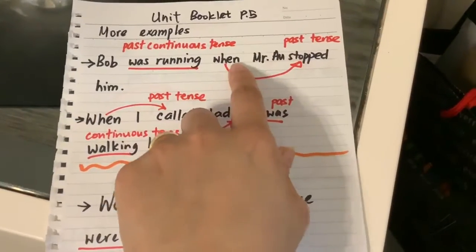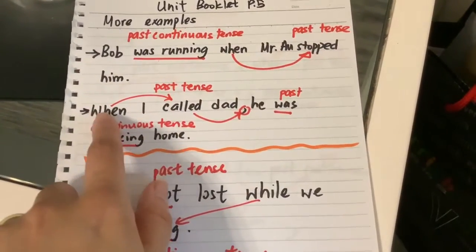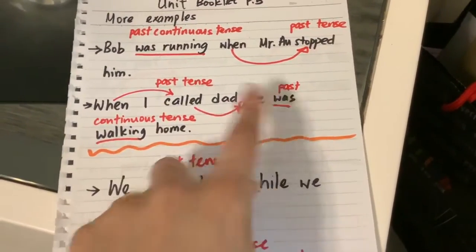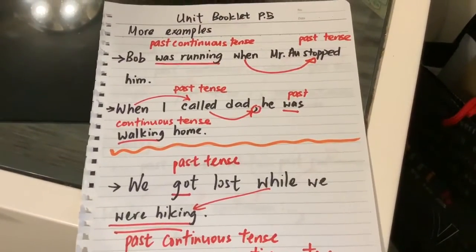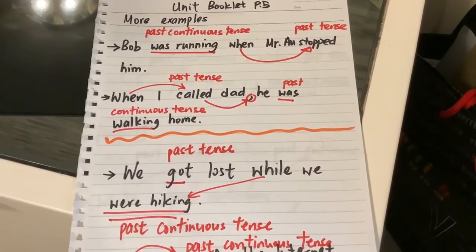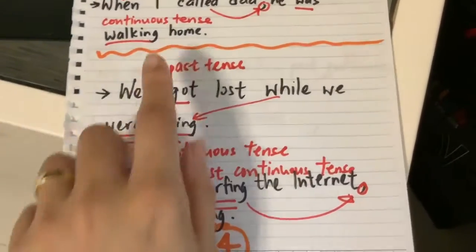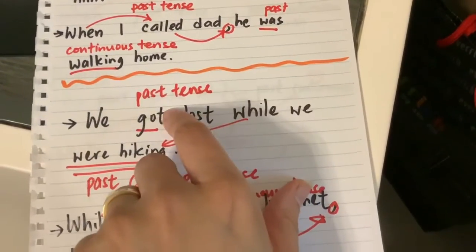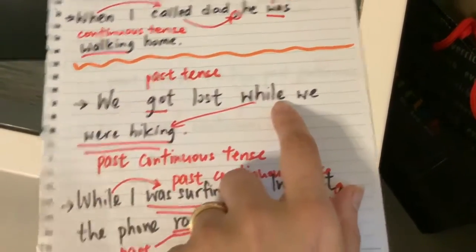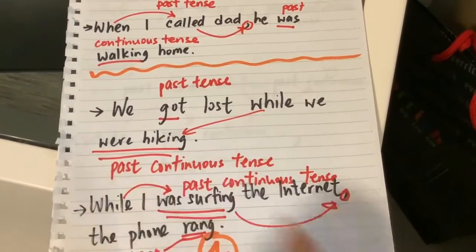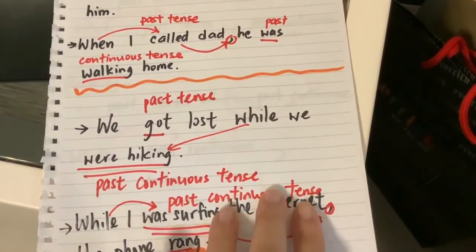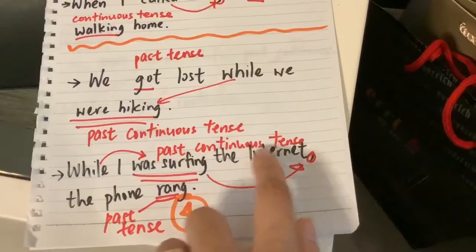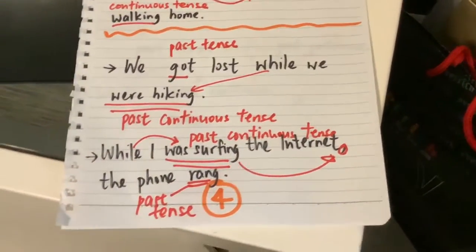So if you put the when in the beginning, when in the beginning, like this. Then it will be when, past tense. Okay, after when, past tense, comma, past continuous tense. So when I called Dad, comma, he was walking home. Now let's look at while. We got lost while we were hiking. So before while, you will use past tense. After while, you will use past continuous tense. If you put the while in the beginning, you will say while I was surfing the internet. So after while, you use past continuous tense, comma, then you use past tense.